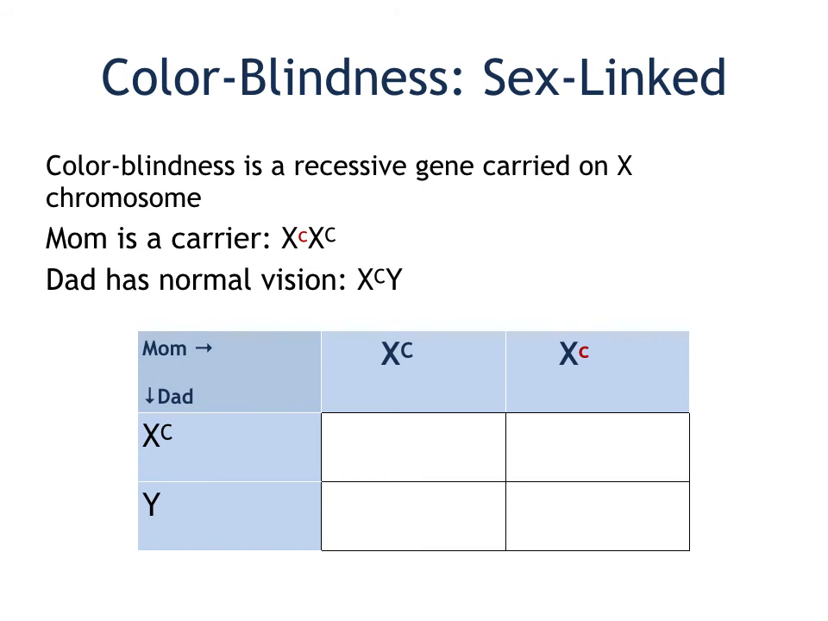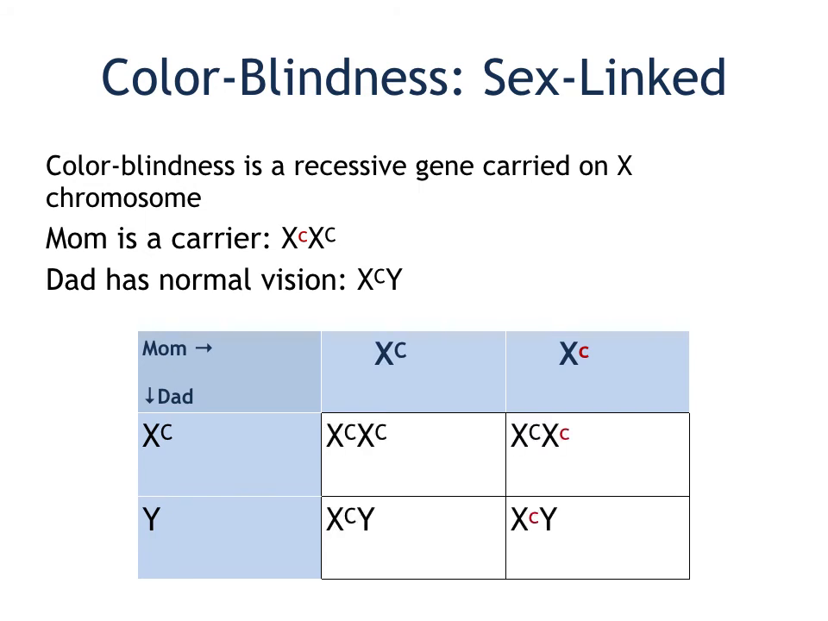Okay? Down the left-hand side of our Punnett square, we see that dad can donate the X that has the normal gene on it, or dad can donate a Y chromosome. And from these different gametes, we'll now figure out what the different zygotes or resulting children can be from this mating. Let's look at the first row, in which dad is donating X chromosomes.